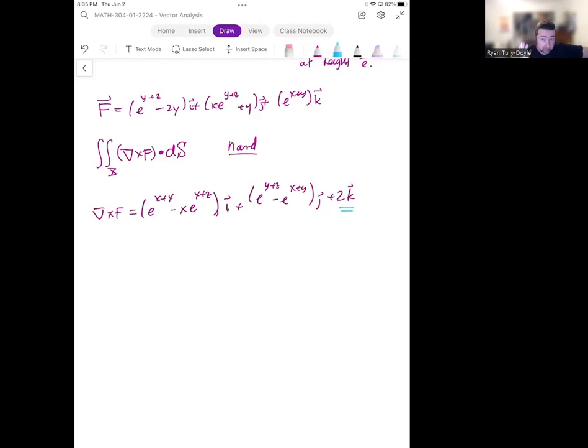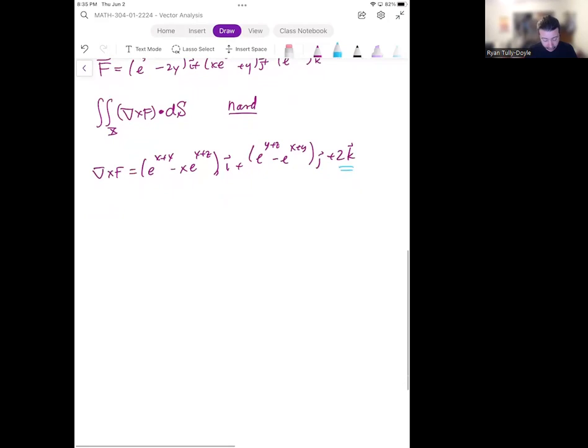That's only a constant in the k direction, which means if we could somehow replace the surface with a better surface, then we would just be taking a dot product with the vector with a 2 in that component. So you continue on, right? We've got curl computed. Let's look at what dS looks like for this problem.